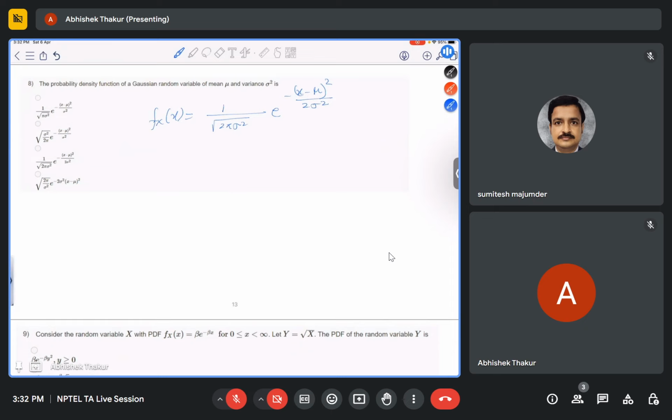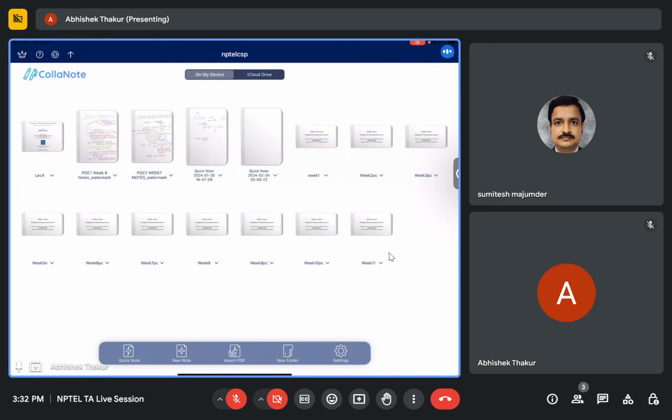So the correct answer for this question is option C. We have also studied this in week 10.